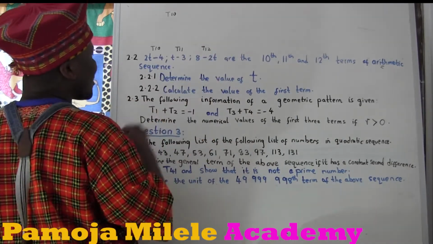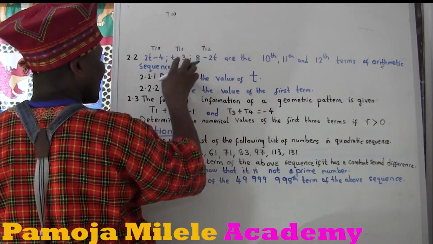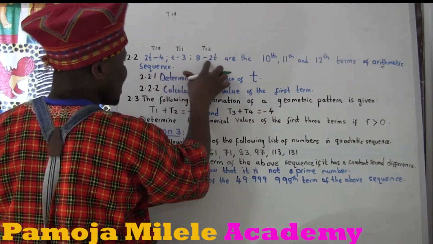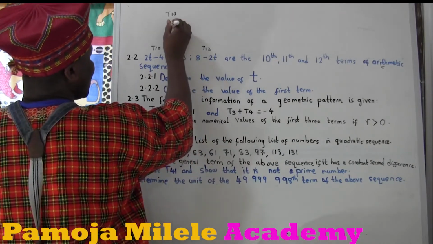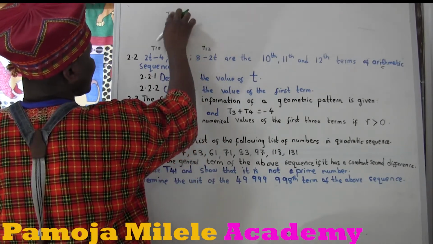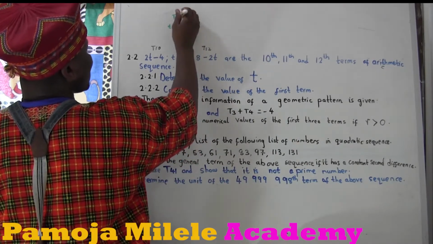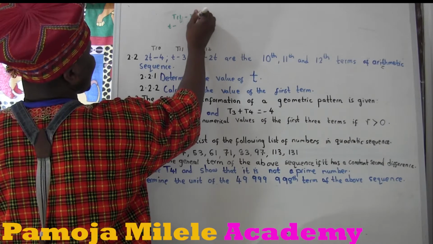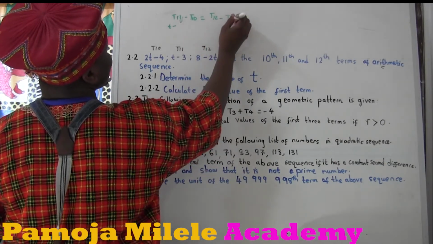Oh, I know. So that's easy. I'm going to say if it is arithmetic, to get the common difference, take this minus this, it must be equal to this minus this. That's how I'm going to get t. Always next minus previous. So 10, 10 equal to 10, 12 minus 10, 11.